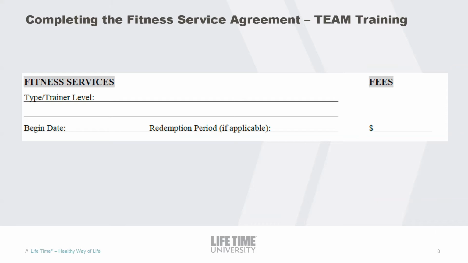The next example will be group training and team. The type and trainer level will be Alpha Strong at $149 per month with a class schedule of Mondays, Wednesdays, Fridays at 10 a.m. with Marie. Again, although the class may not start on September 9th, we will still write this date as the begin date to initiate the agreement. The redemption period is monthly for group classes, meaning a use it or lose it policy.